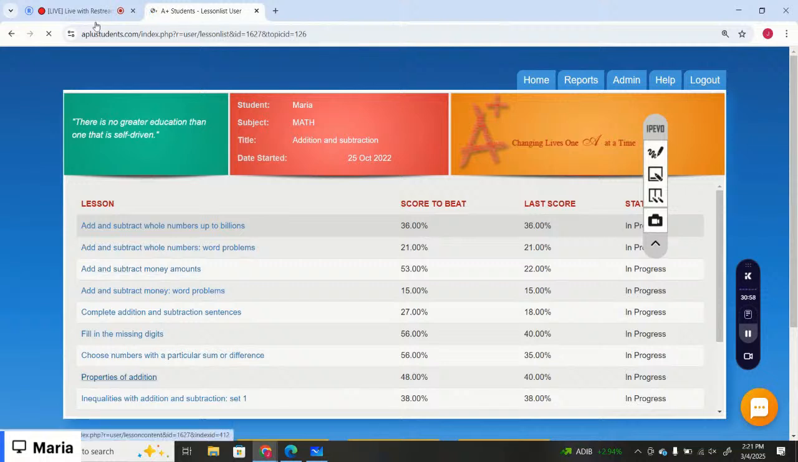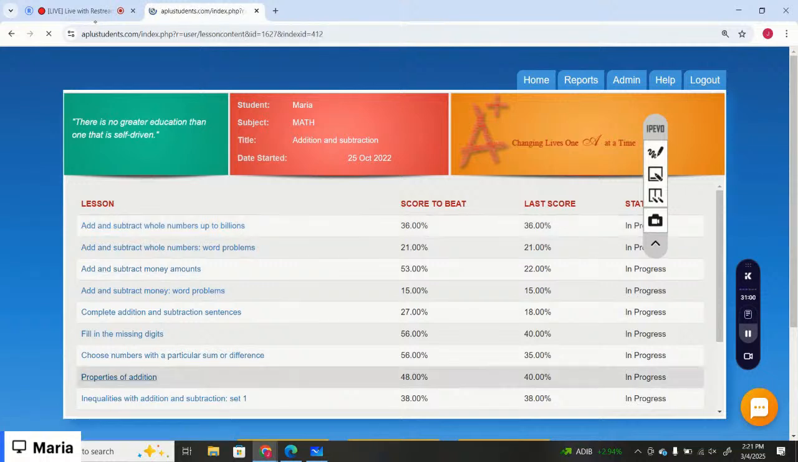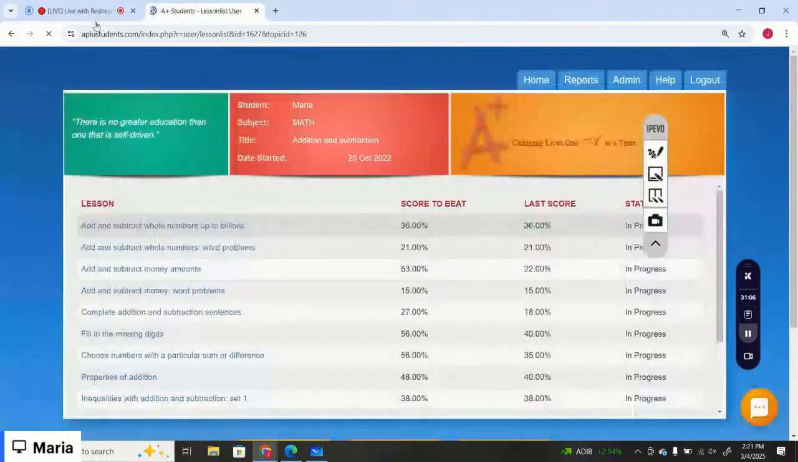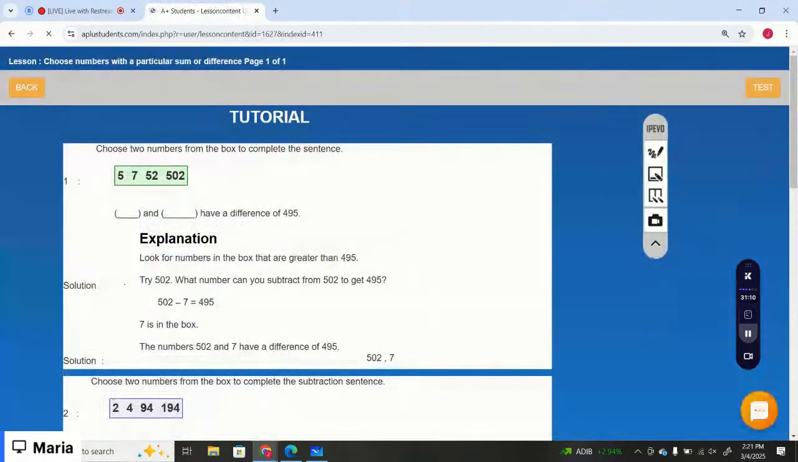The next lesson is choose numbers with a particular sum or difference. Choose two numbers from the box to complete the sentence. Which two numbers have the difference 495? So, which is the correct option?